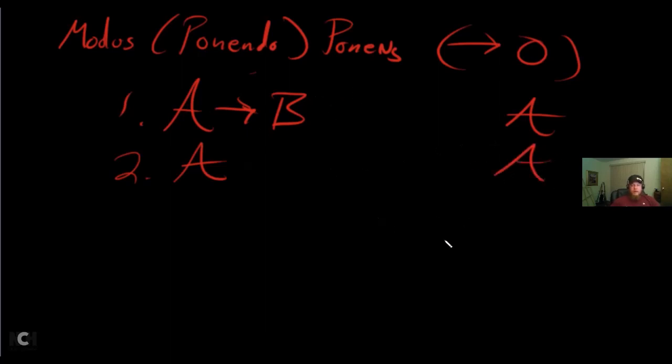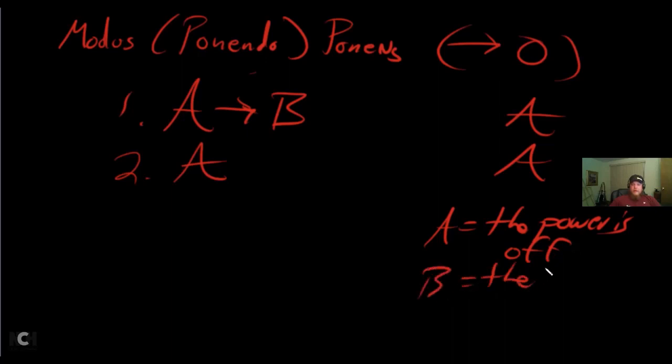Okay, so let's fill some stuff in here. Let's do what I did here a moment ago. Let's say A stands for the power is off, and let's say B stands for the lights are off. Okay, let's take those that I had a moment ago and plug them in here. If these values are what represent these variables, then what would we get? We would get, okay, if the power's off, then the lights are off.